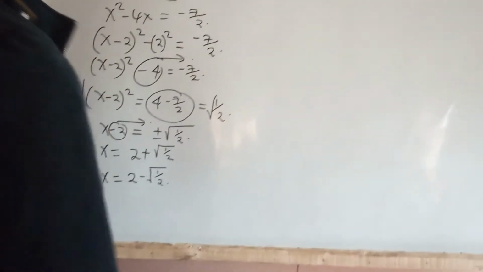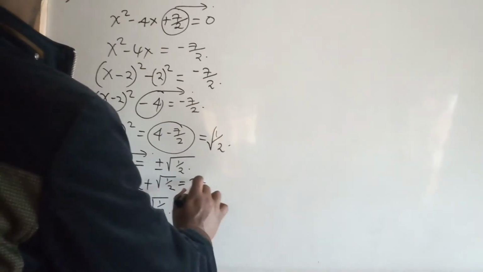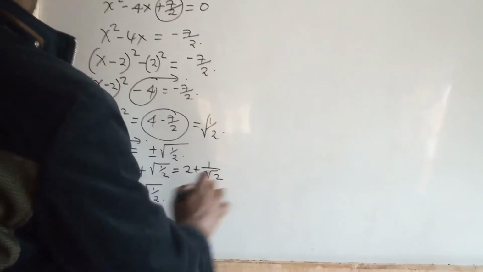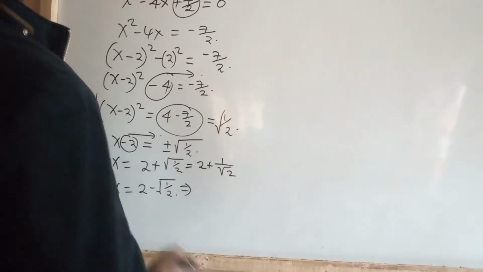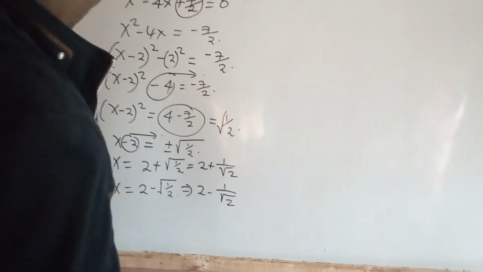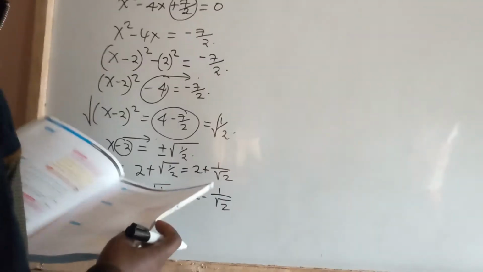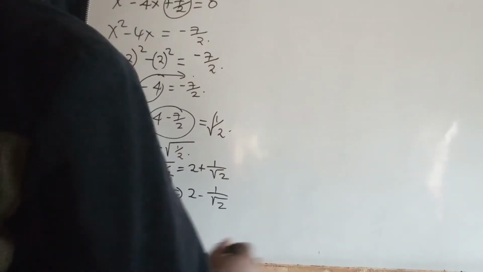You may realize that the root of 1 is simply 1, so this can end up being 2 plus 1 over root 2, because 1 has a perfect square root and 2 does not. So 2 minus 1 over the root of 2. Those are the two possible final values, but I would want to give it a different approach.